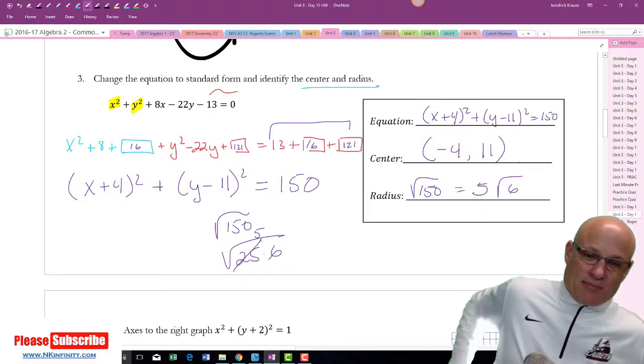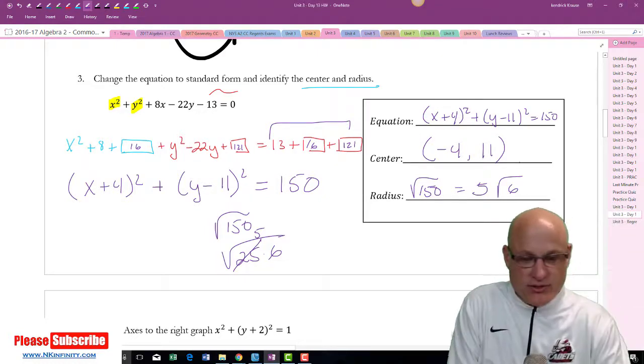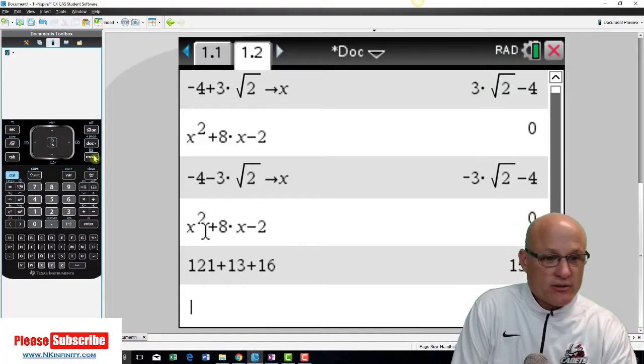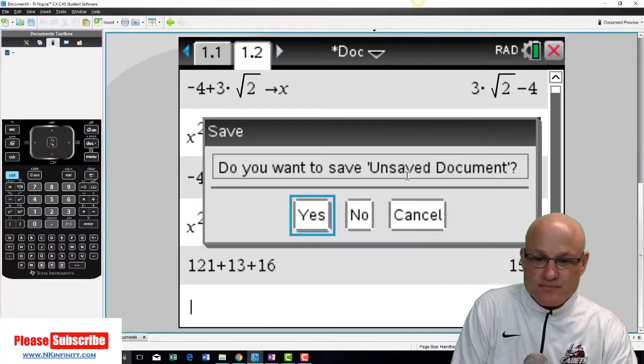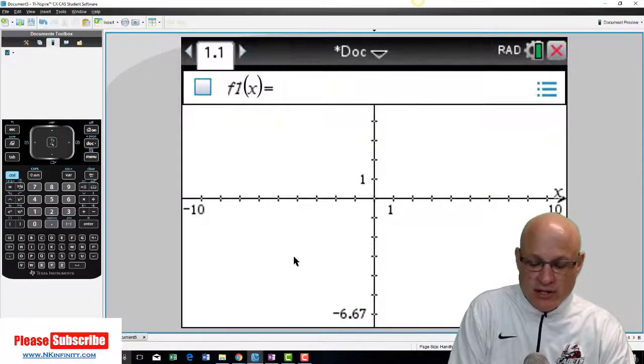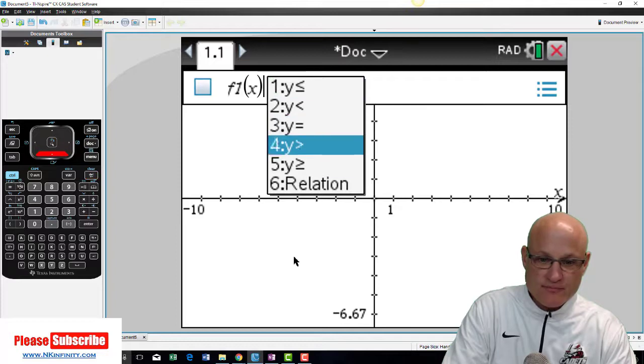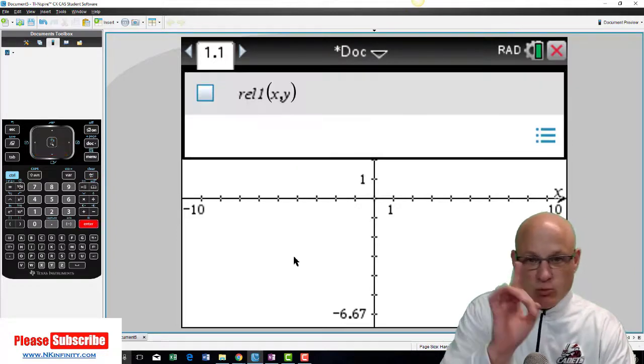Now, I'm going to check my answer. I'm going to remind you how to do this. It's the easiest way to do this. We're going to go into graph mode, and we're going to delete this, and we're going to write a relation. And we're going to write the original one that was there.